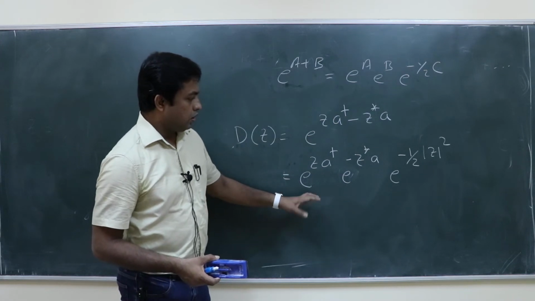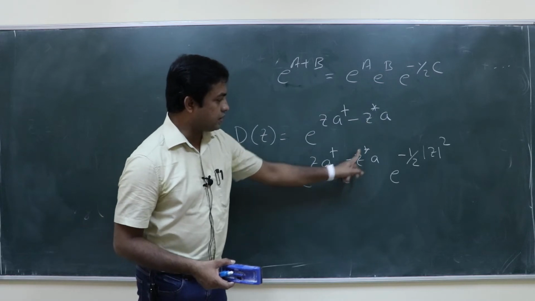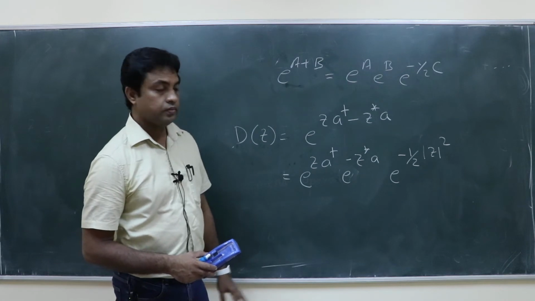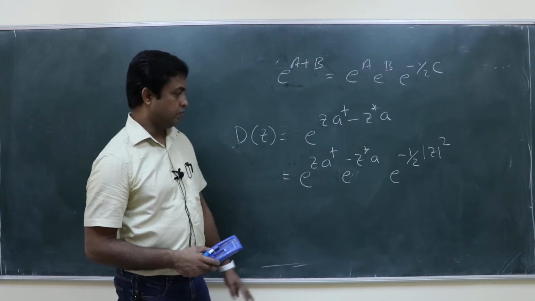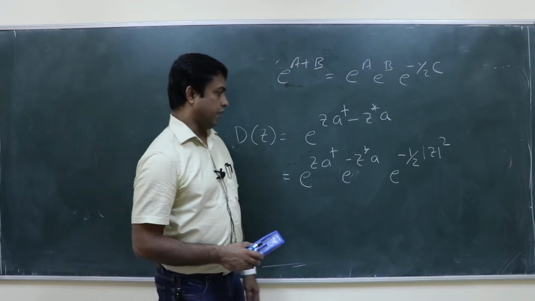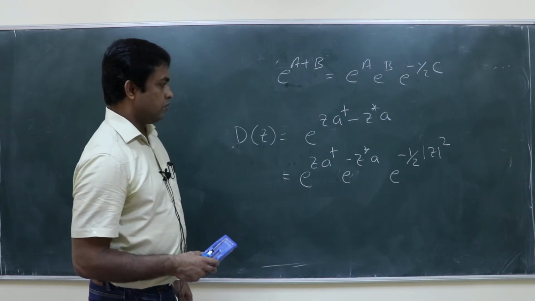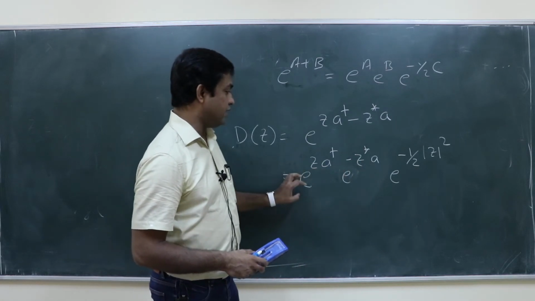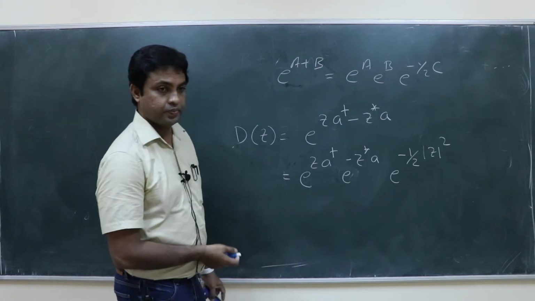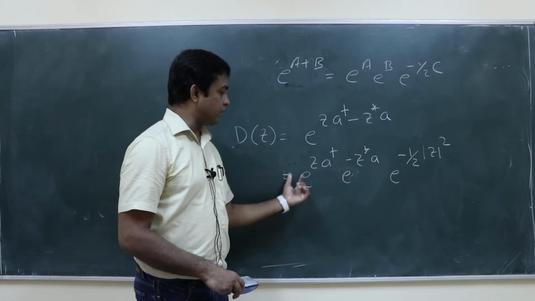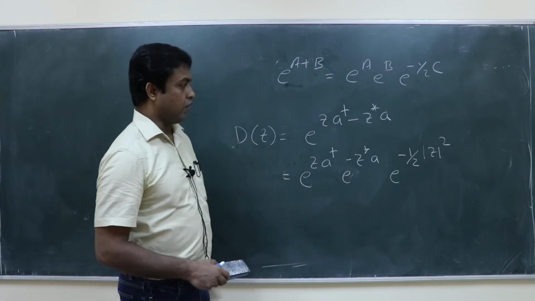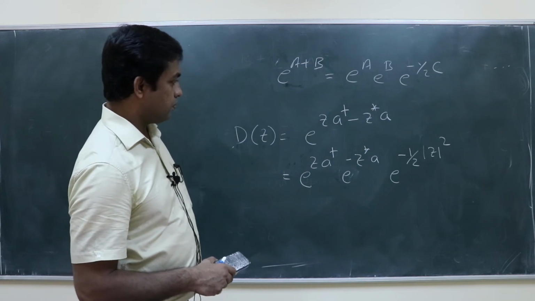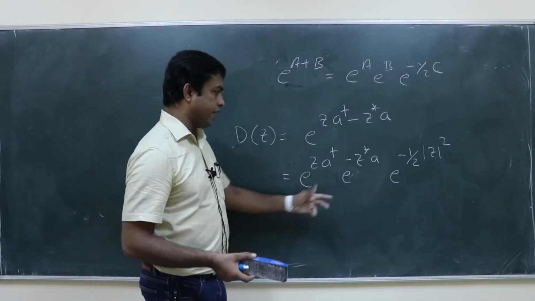Now, can I put the minus Z star A on the left hand side and Z A dagger on the right hand side? No. Fine. Suppose I want to do that, to put this on the left hand side and this one on the right hand side. What is the answer? In that case, they need to commute, otherwise we can't do that. It won't commute. I cannot simply replace.